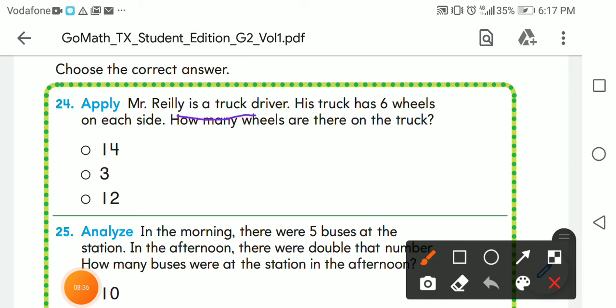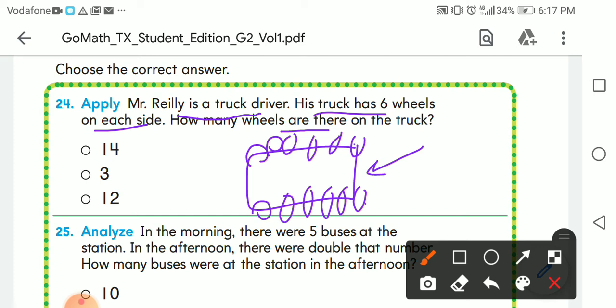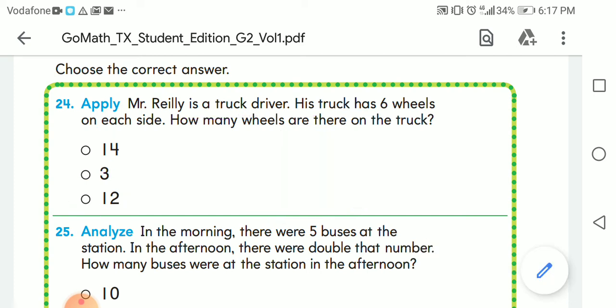Mr. Willie is a truck driver. His truck has 6 wheels on each side. So I draw here the truck. It has how many wheels? 6 wheels in each side. 1, 2, 3, 4, 5, 6 wheels, okay? In each side. So draw it, guys. So how many wheels are there in the truck? 6 and 6 gives me 12, okay?